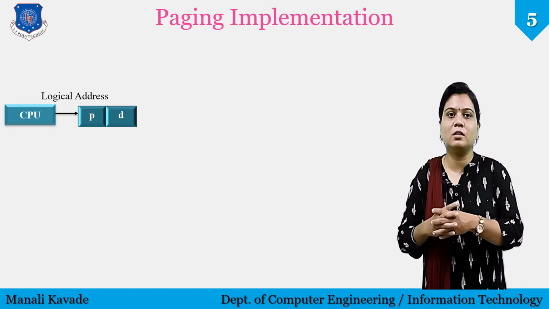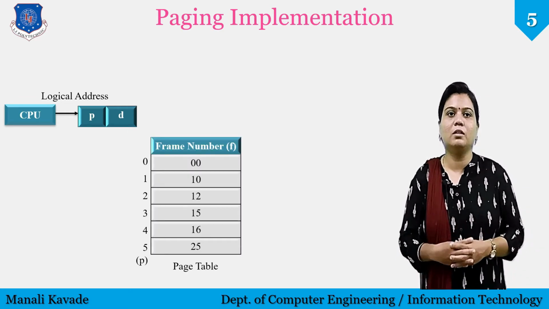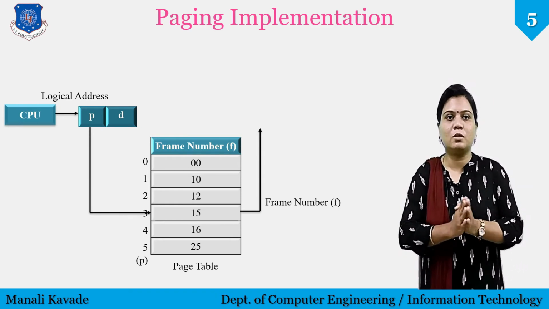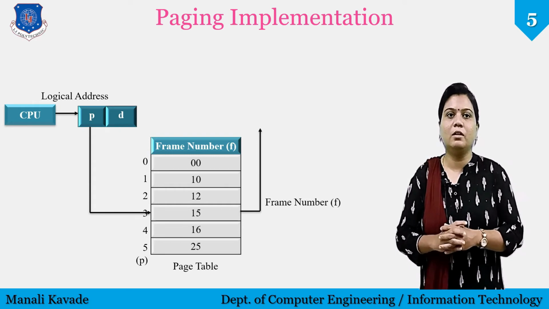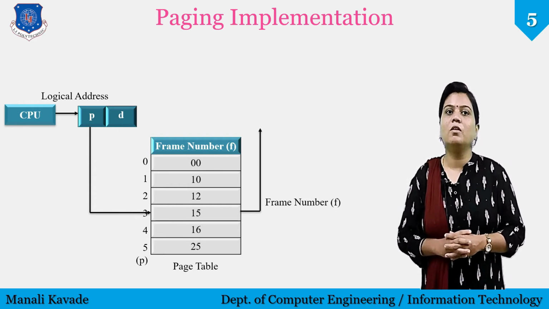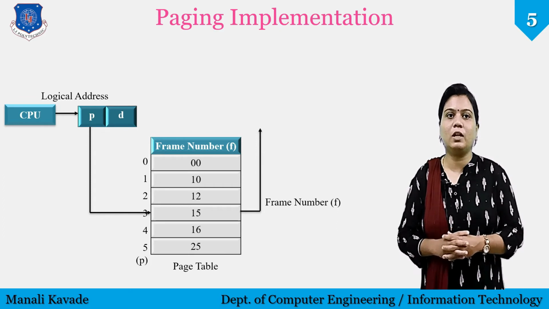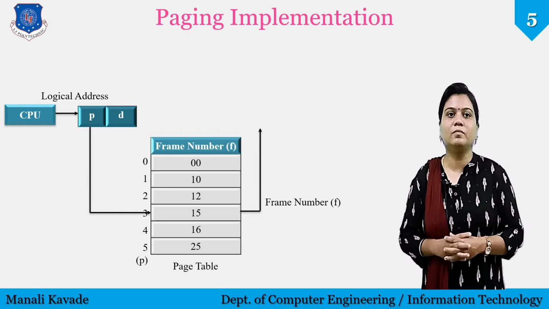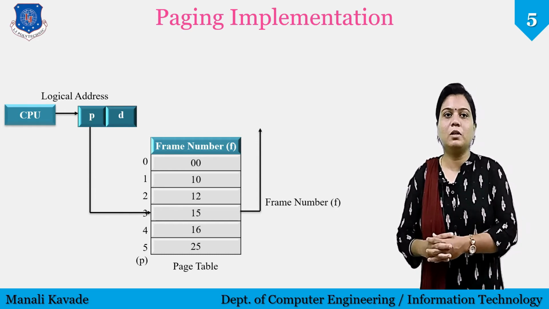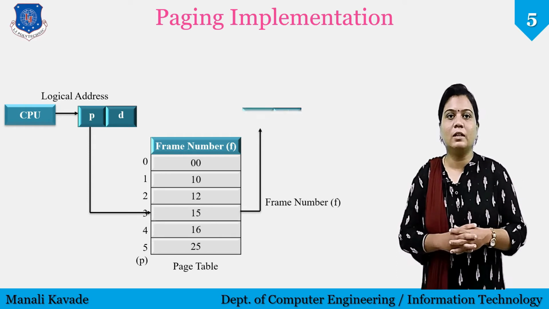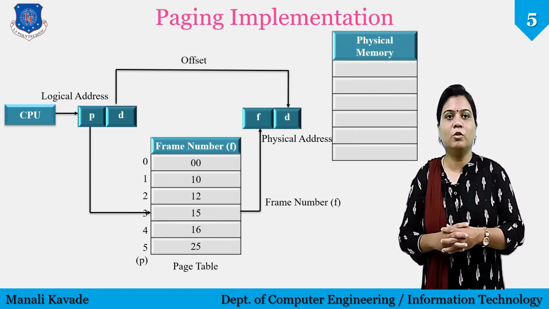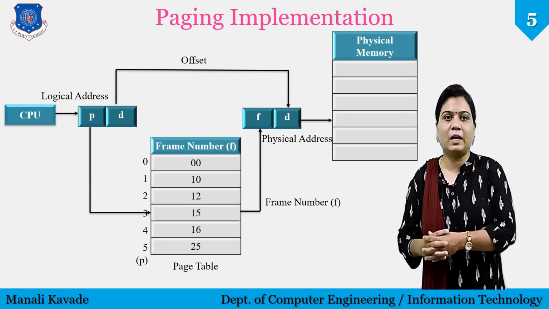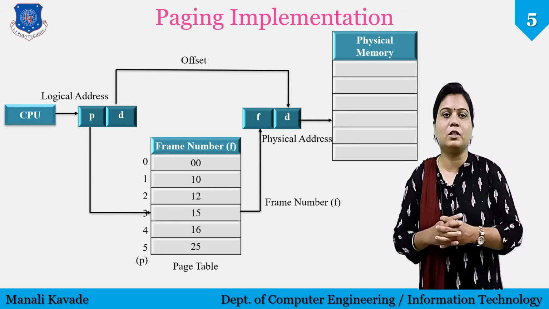Page number is used to search the page table, and whenever the page number is found in the page table, corresponding frame number is obtained from page table. Frame number indicates actual frame on physical memory in which page is stored. Frame number is moved forward and the value of offset is moved forward, and then the final physical address is generated by combining frame number and offset.